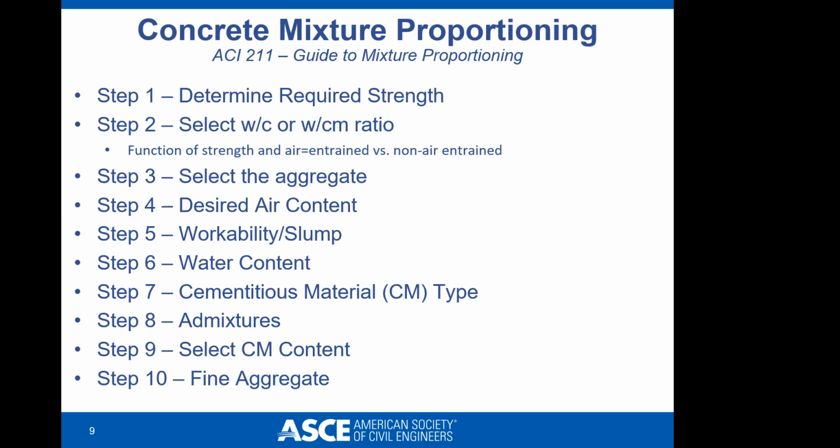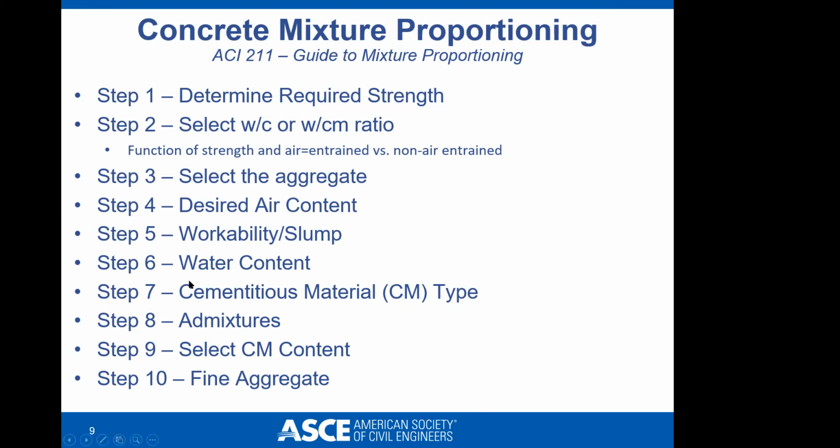Your water content would obviously come from your water cementitious material ratio, the type of cementitious materials that you want and their effects on strength and unit weight, and then the admixtures, which help you get your desired physical properties, workability, and such. You want to take a look at what kind of content of cementitious materials you want.